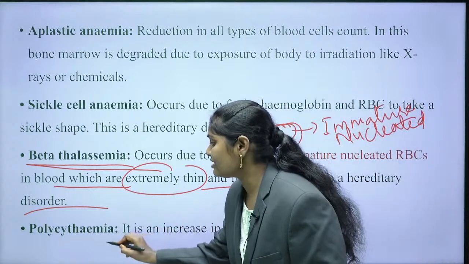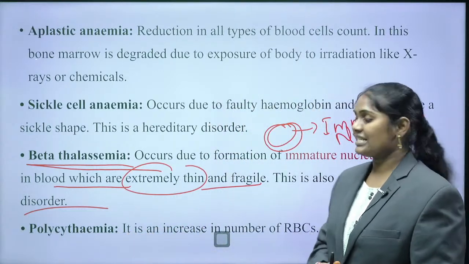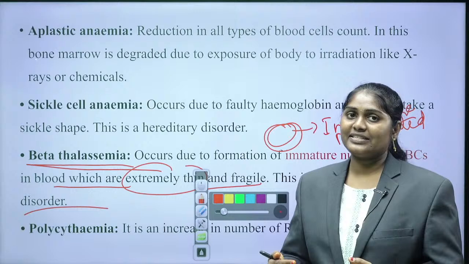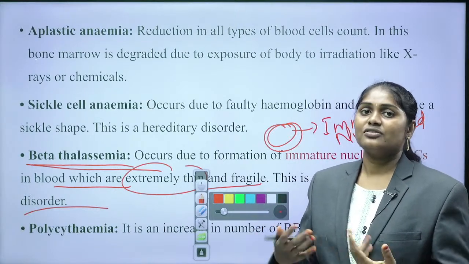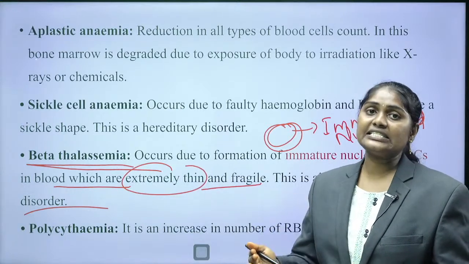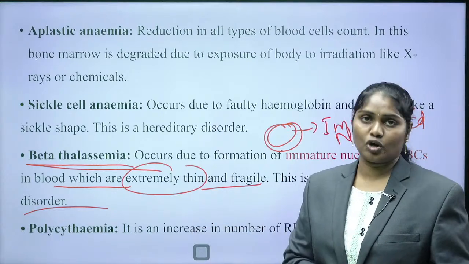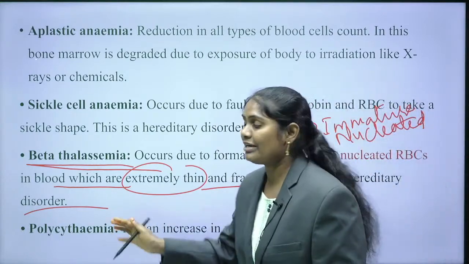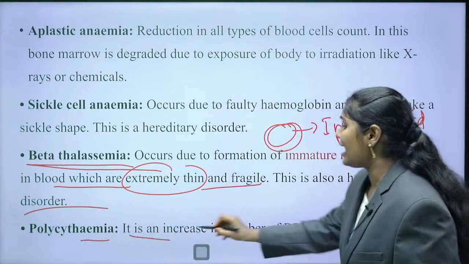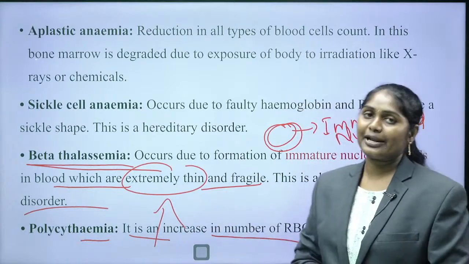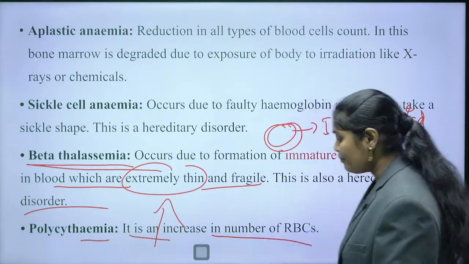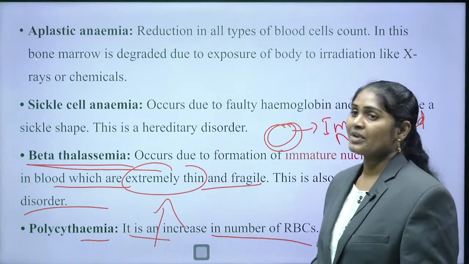So what is polycythemia? Polycythemia is a condition where, as I always told you, decrease in RBC, decrease in hemoglobin, decrease in iron. So abnormality means it is only deficiency? No, increase in the cell number is also an abnormality. So poly means what? Many, more. Polycythemia means an increase in the number of RBCs, an increase in the number of cells in the body.